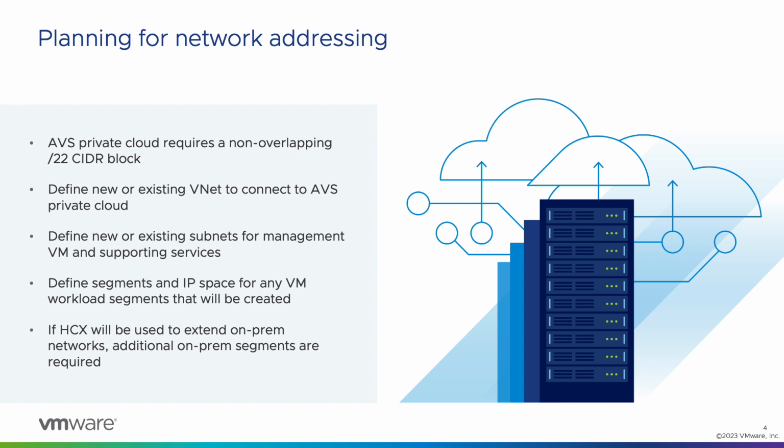We're going to need a VNet to connect AVS into. If it's a new VNet, you're going to need to assign new IP space to it. The VNet will need a subnet called Gateway Subnet defined, which is going to host the virtual network gateway that connects to the AVS ExpressRoute. And we may need additional subnets defined in that VNet as well. In our lab scenario, we're going to create 2 additional subnets, one for Azure Bastion and one for a Jumpbox VM.